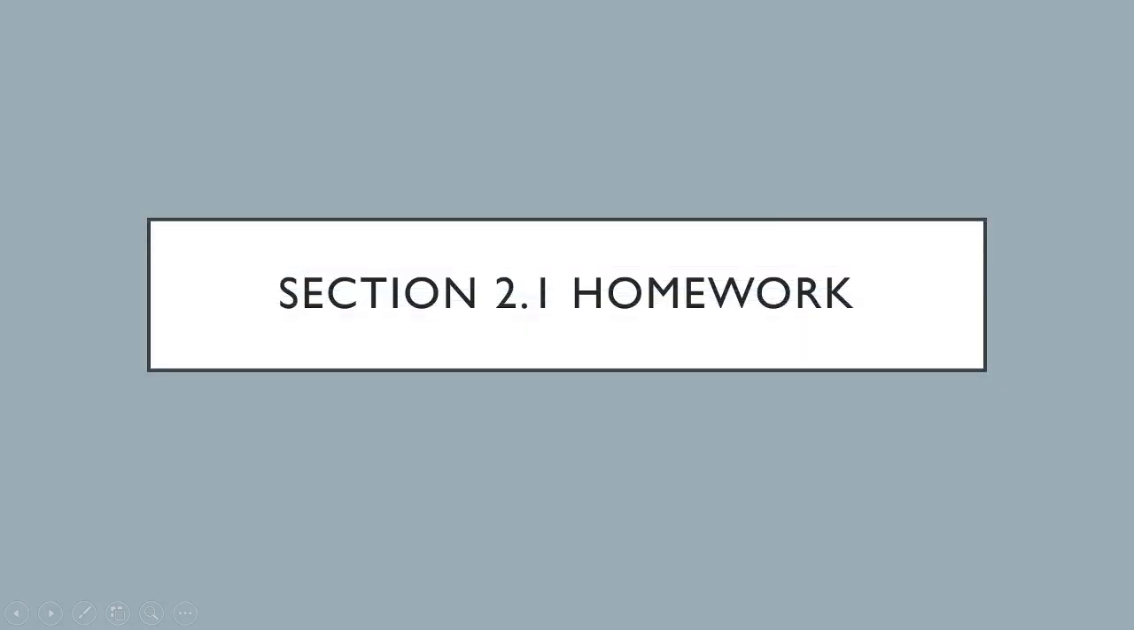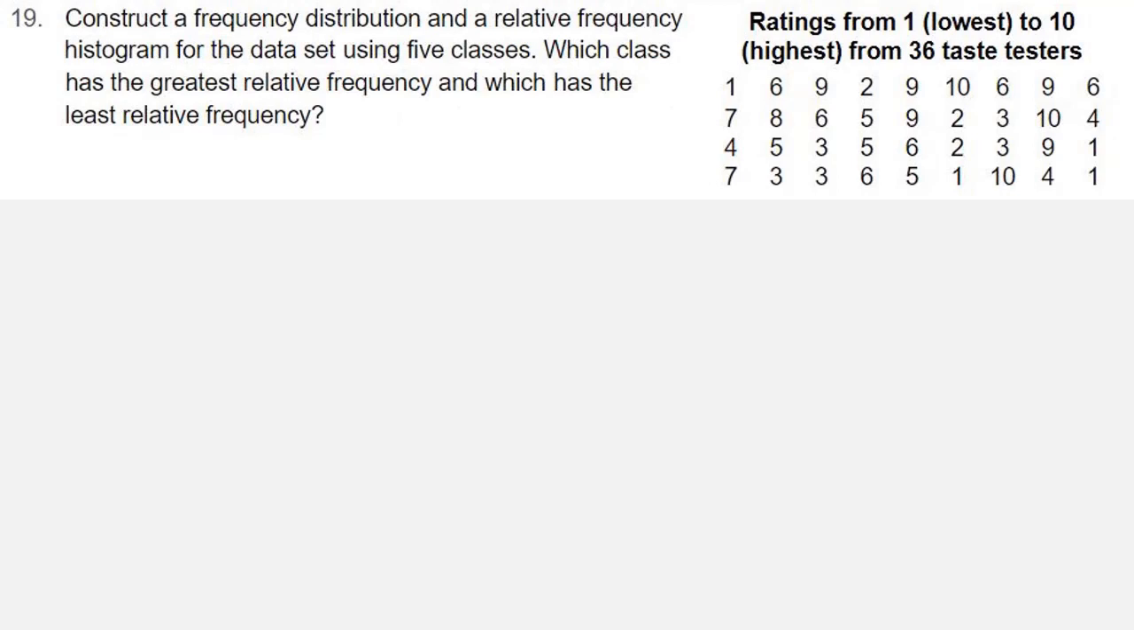We're looking at homework from section 2.1. This is question number 19. Construct a frequency distribution and a relative frequency histogram for the dataset using 5 classes. Which class has the greatest relative frequency and which has the least relative frequency?